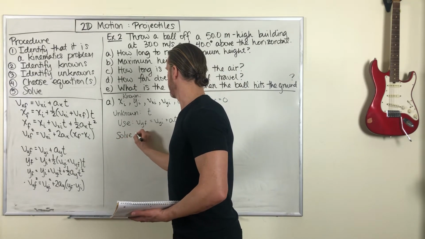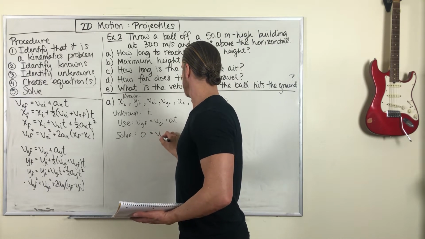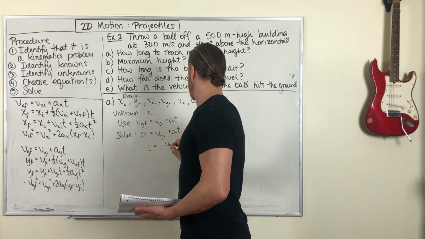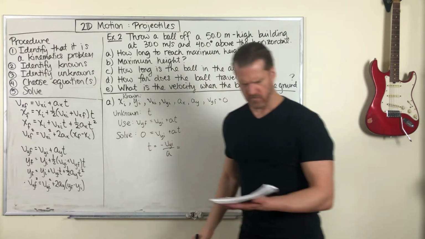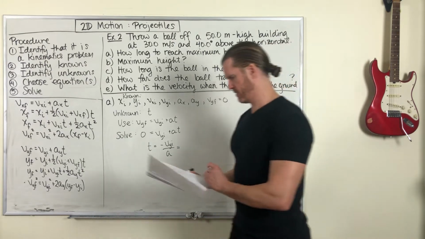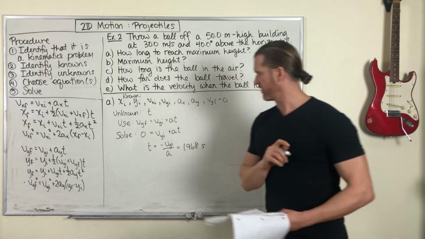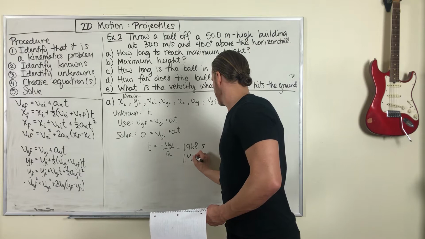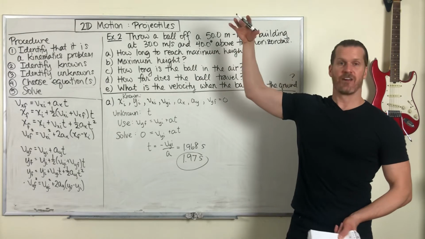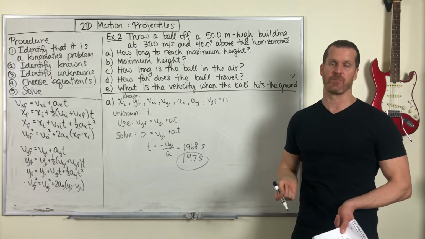When we solve this, we get the same result. Vy final was 0. We have Vy initial and At. T is negative Vy initial over A. And it's that same number, which was 1.968 seconds without rounding, or 1.97 seconds with rounding. So the fact that we're starting higher this time doesn't make any difference for how long it takes to reach the maximum height.